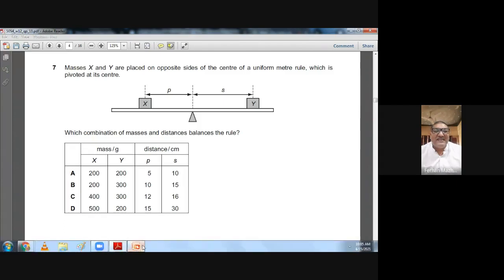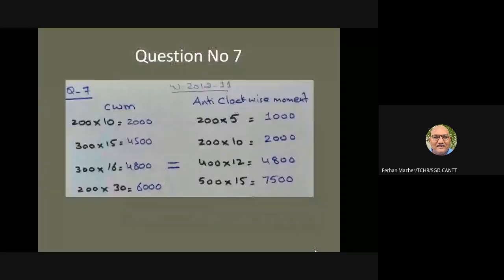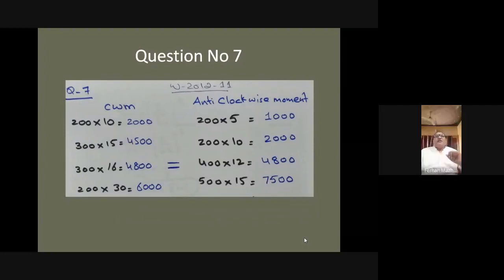So let me show you my work. I've done this on paper. Yeah, here we go. So the four options are given. In each option, we have the clockwise moment and anti-clockwise moment. I have taken the mass and multiplied it with the moment arm and I got the moment.